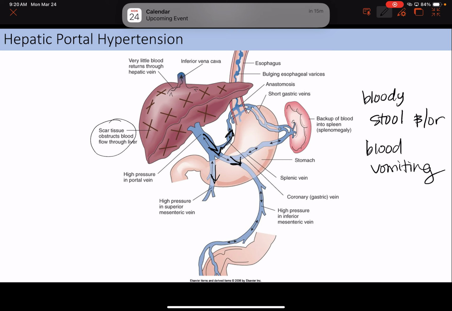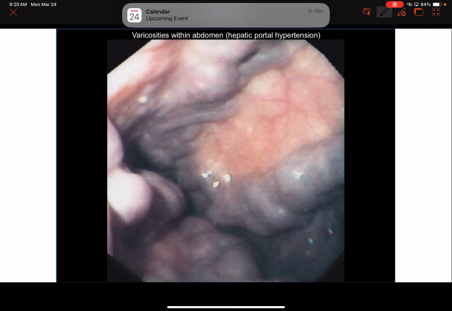You can also bleed out from the liver. So this is showing varicosities within the abdomen. You can see the distended veins here from the backing up of the blood, and those can burst, causing internal bleeding.